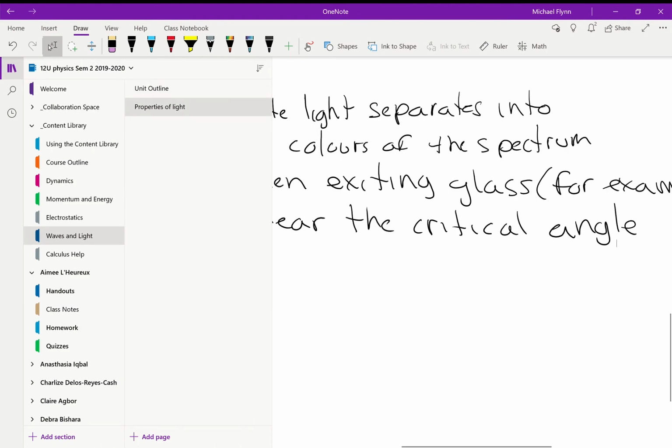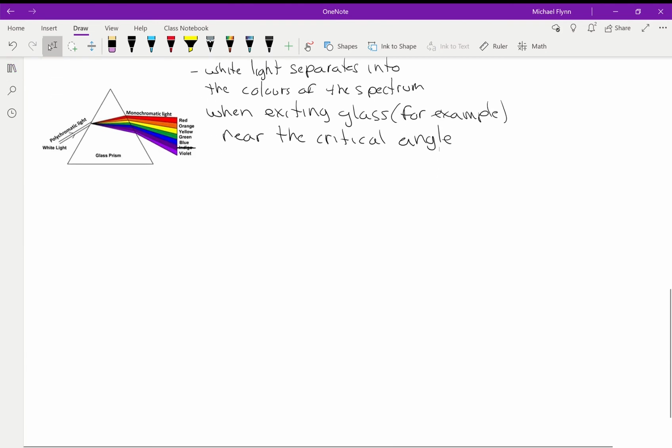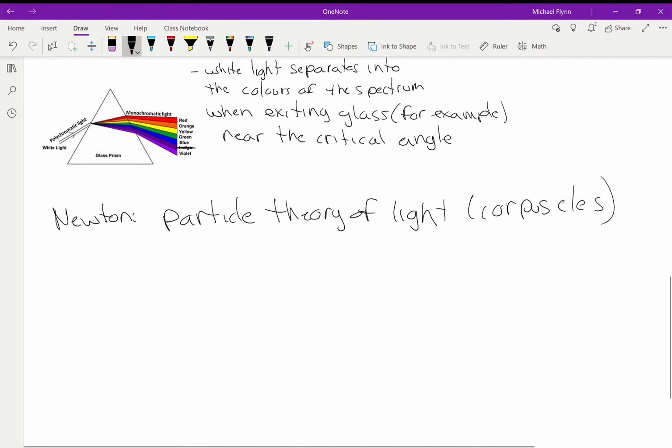The cool thing about it, and I love this story. You probably never heard of Christian Huygens, but Newton you've heard of course. Newton had what's called a particle theory of light. And he called the particles corpuscles. We call red blood cells corpuscles, by the way. So here's Newton's theory in a nutshell. He thought light was a beam of particles.